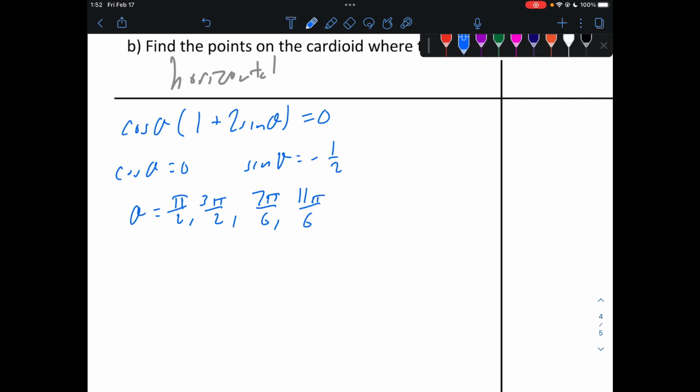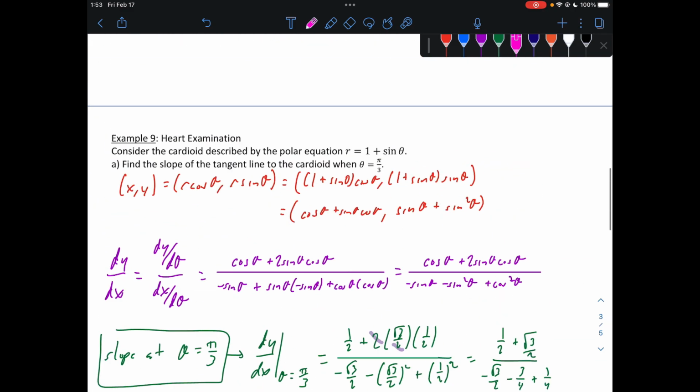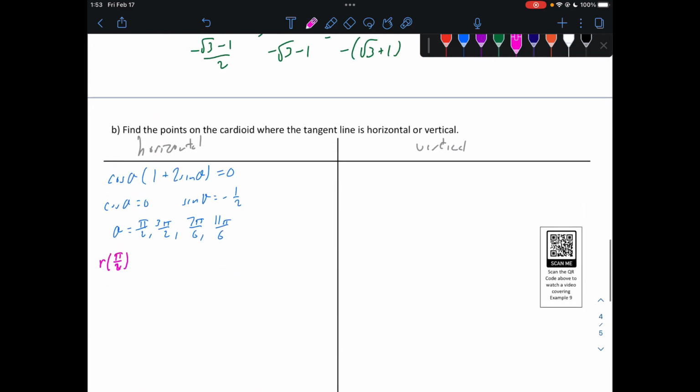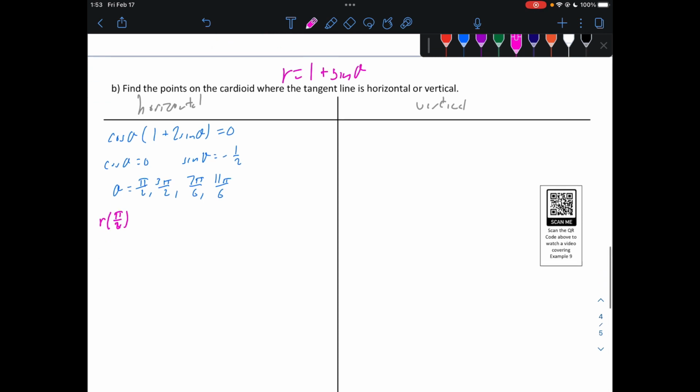All right, so then what we're going to do with those 4 numbers is find the y values there. I guess you call them the y values, the outputs there. So r of pi over 2. Now remember, r was 1 plus sine theta, right? So let's just copy that down here. 1 plus sine theta. So r of pi over 2 is 1 plus sine of pi over 2. Sine of pi over 2 is 1, so 1 plus 1, which is 2. So my point would be 2 comma pi over 2.